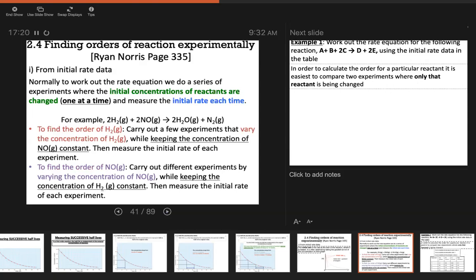So from here, you can see the effect of doubling the concentration of your nitrogen monoxide. What is the effect on the rate? Whilst keeping the concentration of hydrogen constant. Okay, I hope that is clear. We'll have a look at the next example.